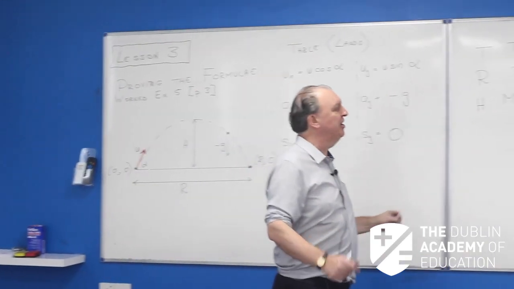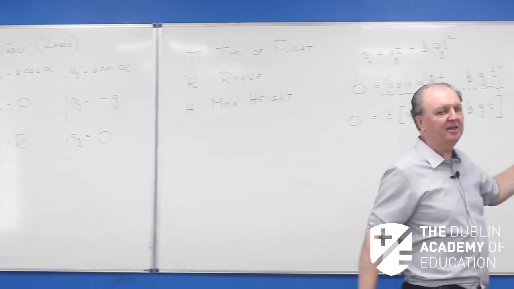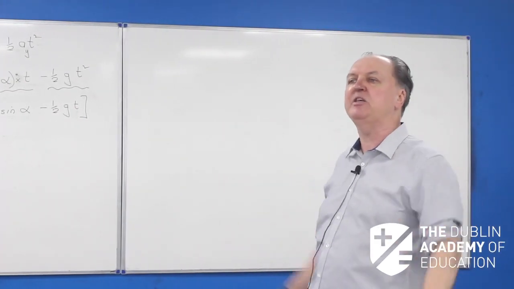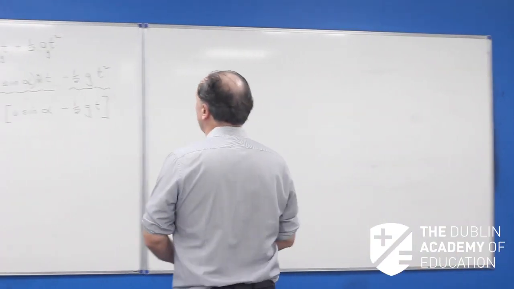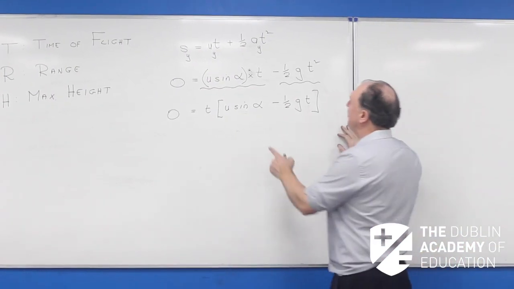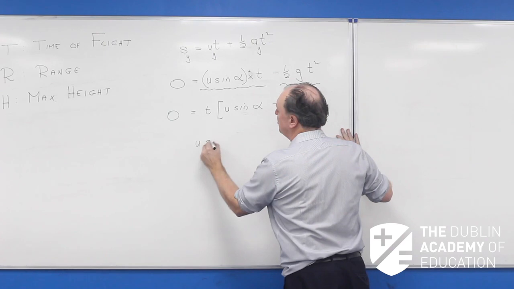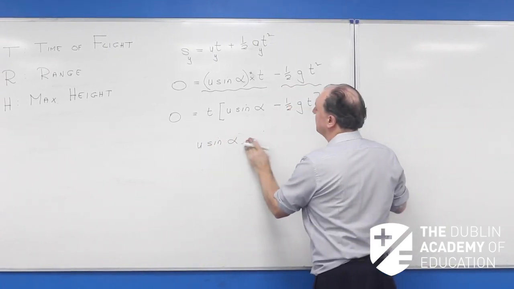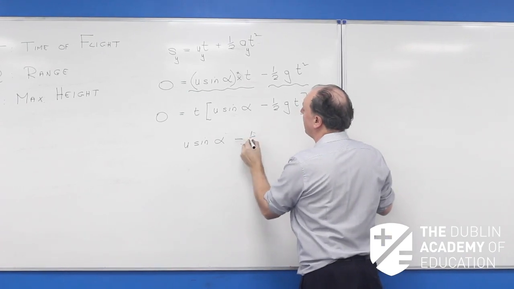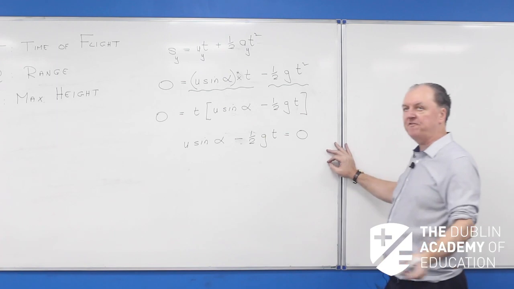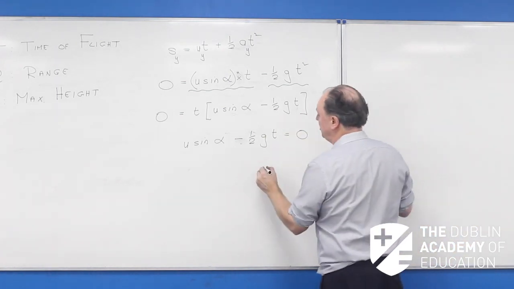So if you wish, you could divide across by t. I don't particularly like dividing across by variables, but I know that t equal to 0 is a trivial answer. So the only answer I care about is what's in that square bracket. Put that equal to 0. Put u sine alpha minus a half g t equal to 0. Solve for t, jump the half g t across.